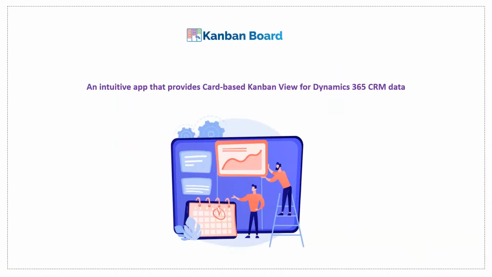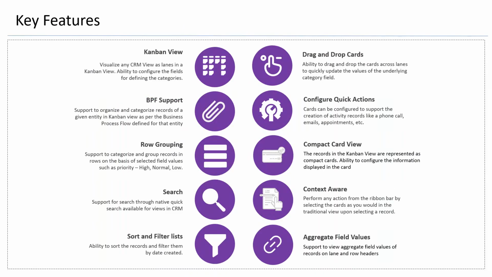Now, this is exactly where our app Kanban Board comes into the picture, which provides you an ability to swiftly enable the card-based Kanban view for CRM data. So let's have a look at some of the key features of Kanban. Kanban view lets you visualize any view in the form of lanes and rows across the chosen entity. With drag and drop, it gives you an ability to move a card from one lane to the other with a simple drag and drop action.